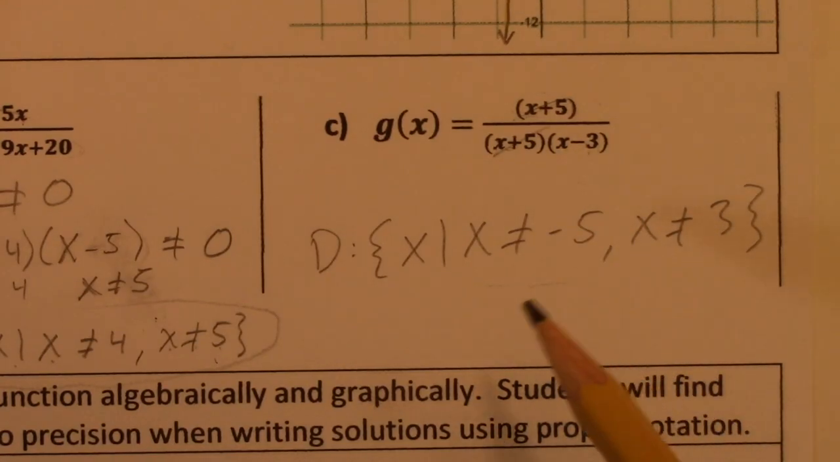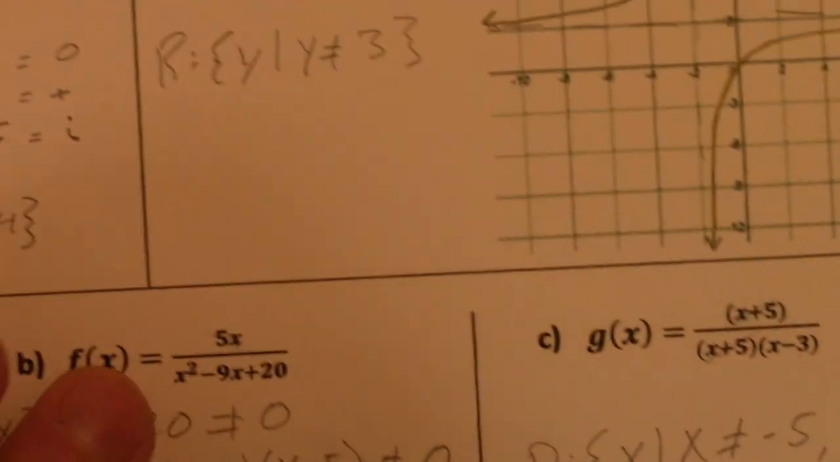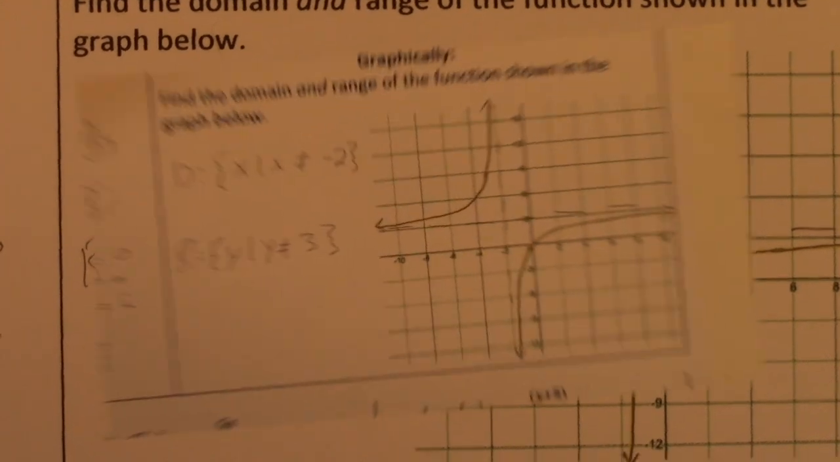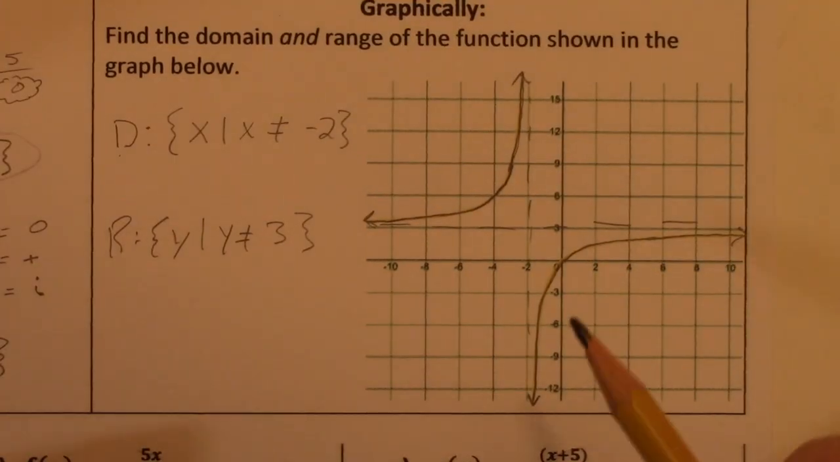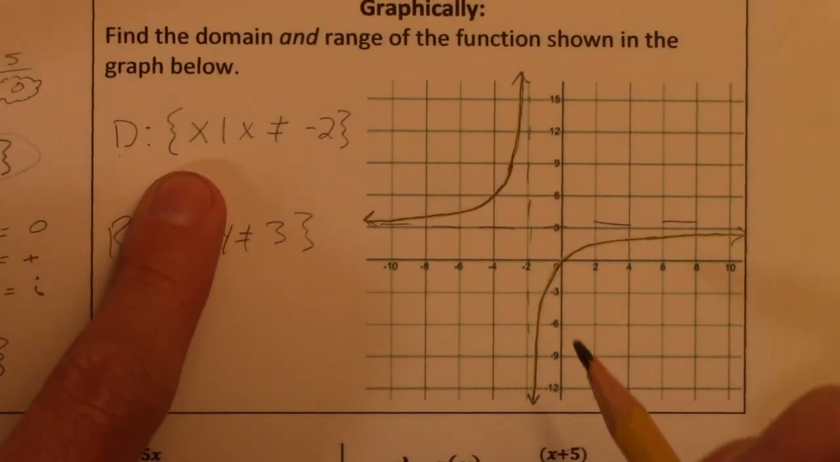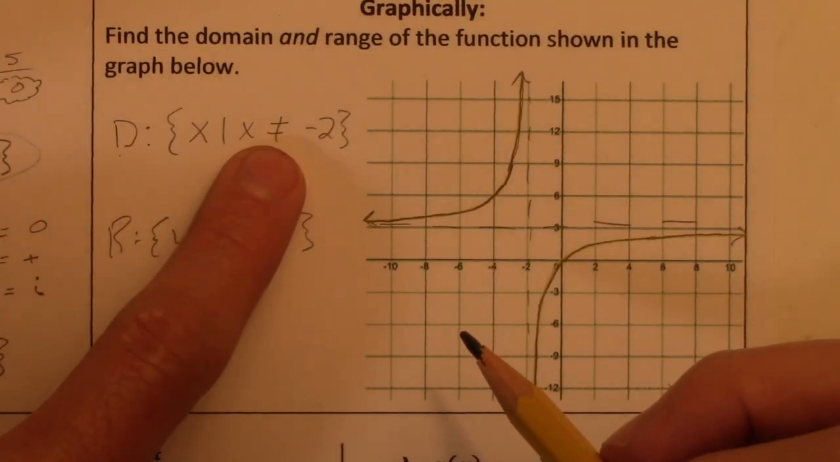All right, so I'm going to go back up now to the graph. We're going to talk about how to look at a graph for domain and range. Okay, so the graph. I kind of highlighted it again for you, and so hopefully in your notes it looks okay. The domain is the set of all x's such that x cannot equal negative 2.